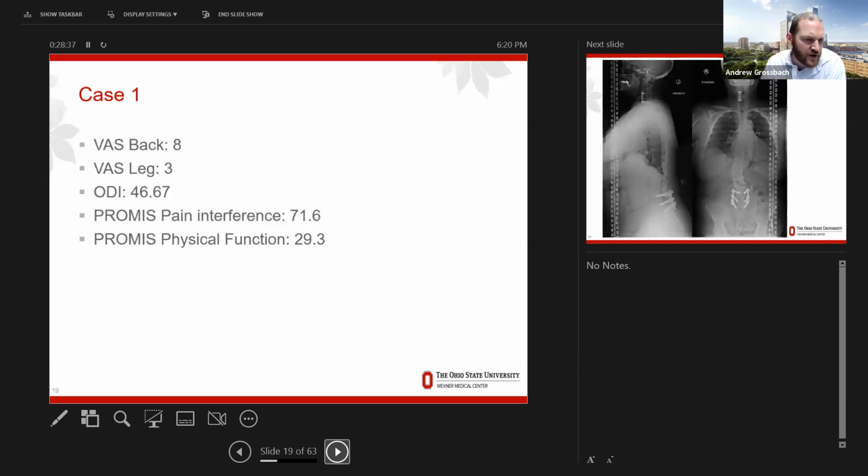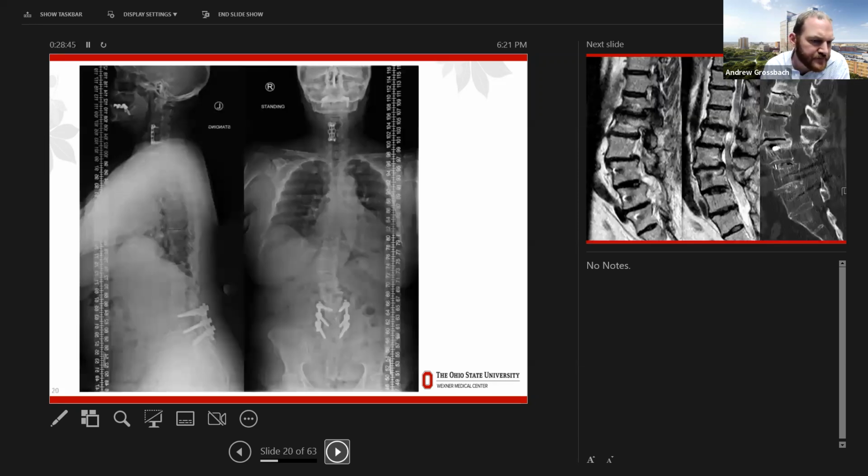Here are your patient-reported outcomes before. We typically give VAS back and leg, ODI, PROMIS pain interference, and physical functioning. That's what she looks like when she stands up. So she's a little off sagittally. She's not terrible. She's got a little coronal curve. This isn't terrible. So this in and of itself wouldn't drive me to say, oh, you need surgery.